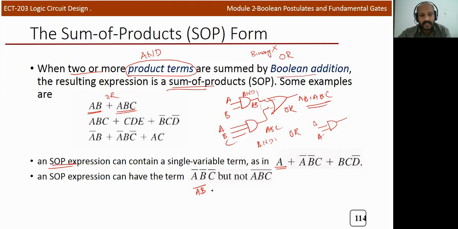Make sure that you go through these examples: A plus A bar B bar C plus B C D bar. There are only single variables with bars, so we can consider it as an SOP form. But if there is a whole bar over ABC, then in order to implement this we need a NAND gate. So by using AND and OR, we cannot implement this particular function. That's why we will not consider ABC, the whole bar, as an SOP expression.